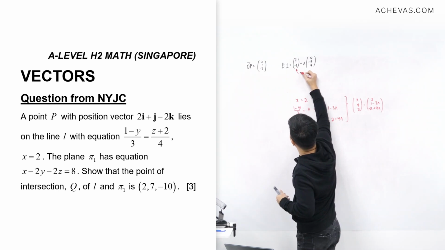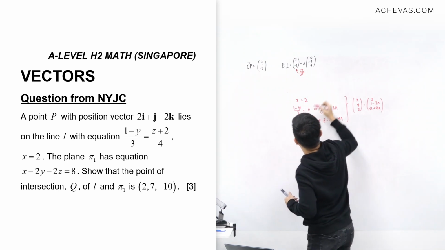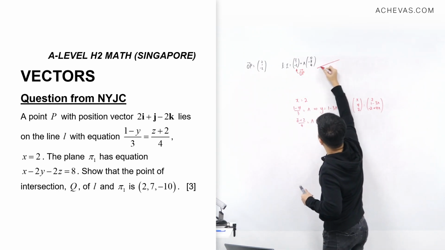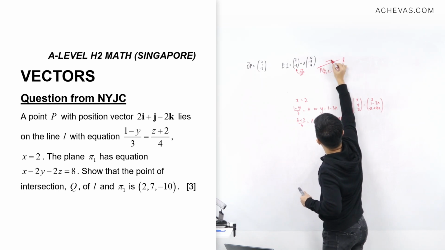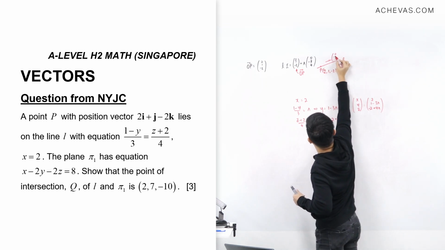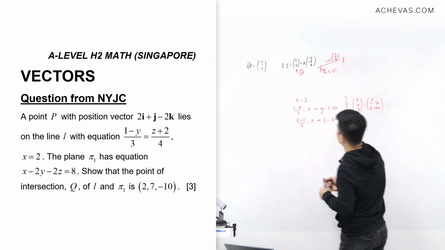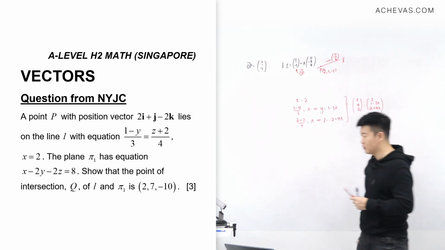I can see that this is OP, which means that for the line L, P is the point (2, 1, -2). P is a point that lies on the line L, and this line L is parallel to (0, -3, 4). This is the information that I've gathered so far.